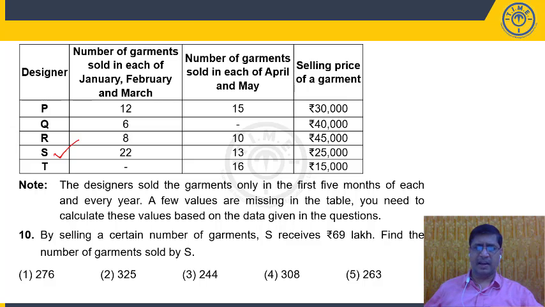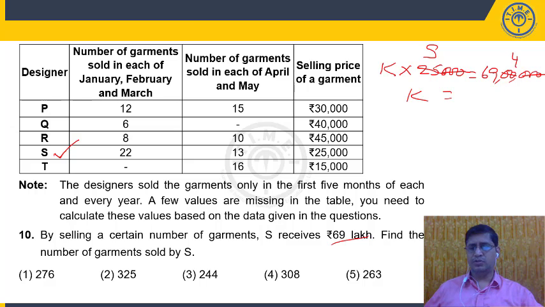So, let us take the certain number as K. Each garment selling price is equal to 25,000. Then he received 69 lakh rupees, which means 69,000,000. Now 3 zeros and 3 zeros we can cancel. And 25 goes exactly 4 times in 100. The value of K: 6 into 4 means 60 into 4 is equal to 240 plus 36. 240 plus 36 is equal to 276.